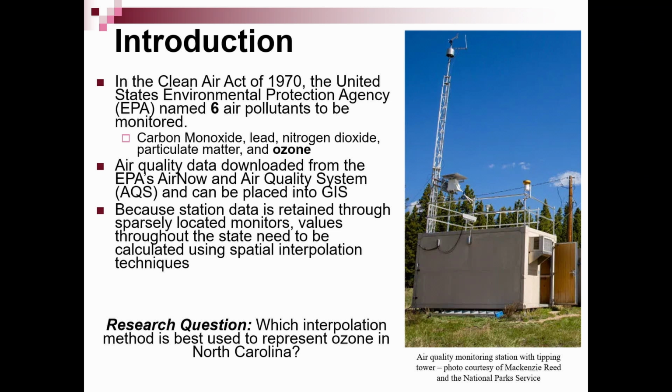The air quality data is downloaded from the EPA's AirNow and Air Quality System and can be placed into GIS. Because station data is monitored through monitoring sites that are sparsely located throughout the state, you need to apply interpolation techniques to be able to show those predicted surfaces across the state for better environmental policy enactment. So my research question was, which interpolation method is best used to represent ozone in North Carolina?